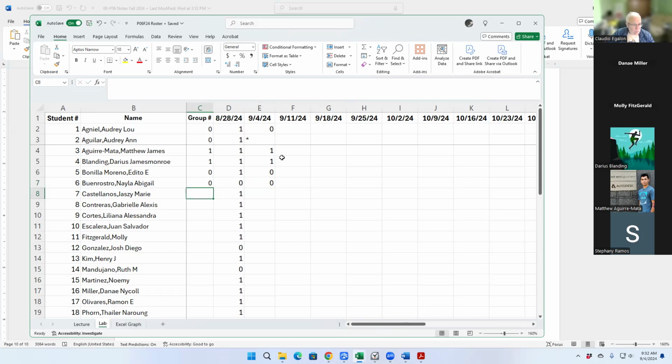Okay, I'll put it with group one. Do you know anybody in the classroom that you would like to be in your group, Jazzy? Okay, with any group. So I'm going to put you with group number one. So start contacting Matthew and Darius. You can do that through Canvas, which has everybody's name and email.